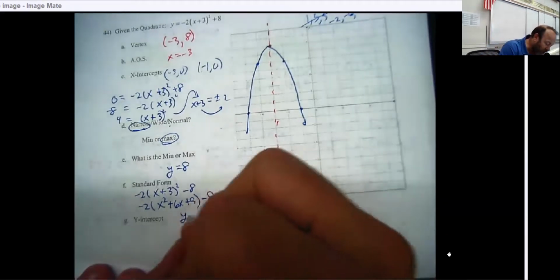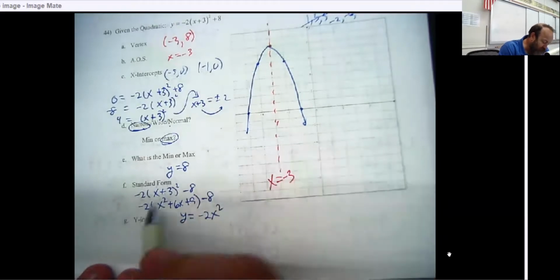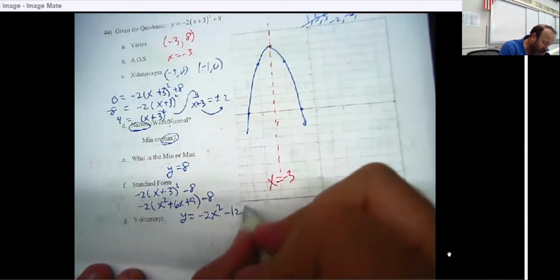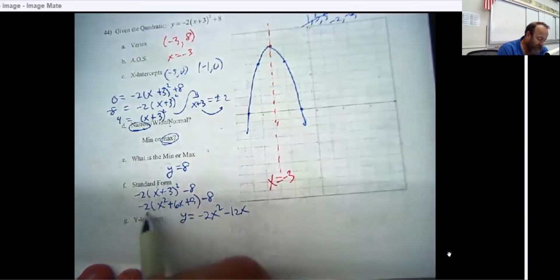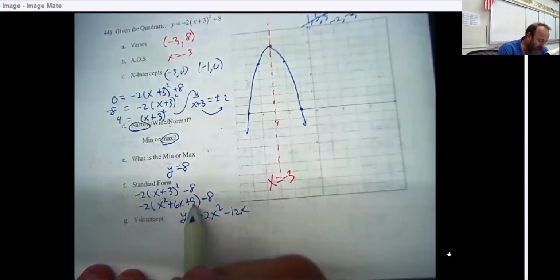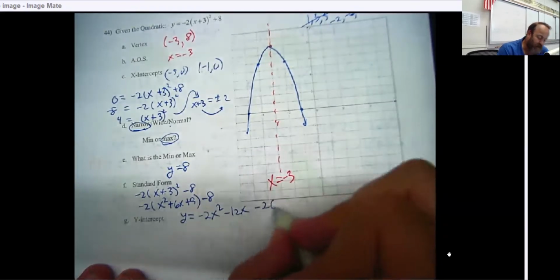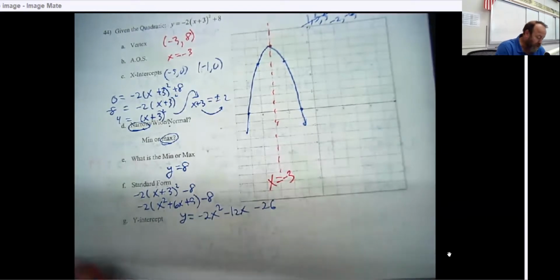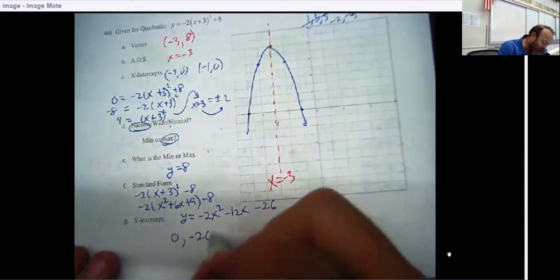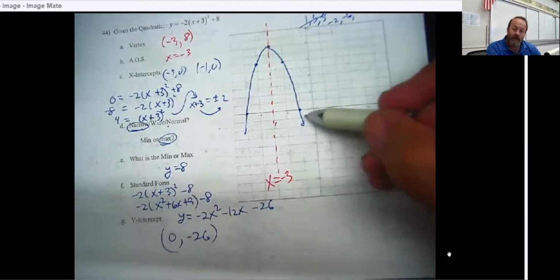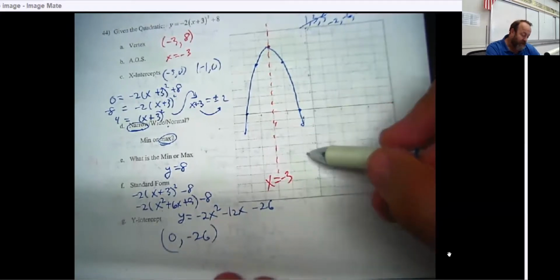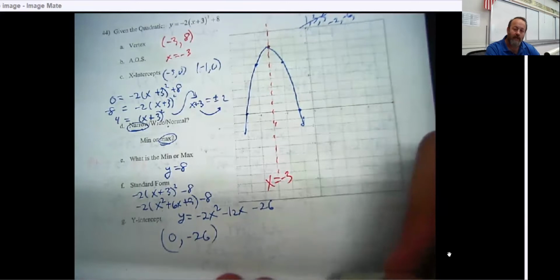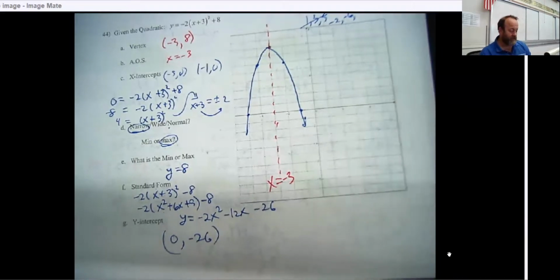And so what I have then is my standard form has -2x squared, -12x, and then we got to be careful here because I got a -18 and another -8 for a total of -26. Which is my y-intercept. So you'll see it's coming down very, very steeply. It's not going to hit until way down here at -26.